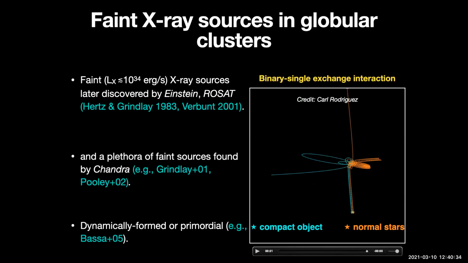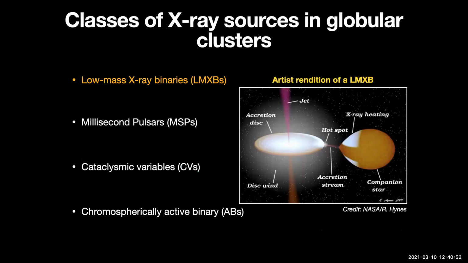So the tighter binary could be a typical low mass X-ray binary with mass transfer, so it can be observable in the X-ray. So in the faint source population in globular clusters, there could be multiple source classes. Of all the faint sources, there are 4 major source classes you can expect. You can classify the faint sources and also the bright sources into these 4 categories.